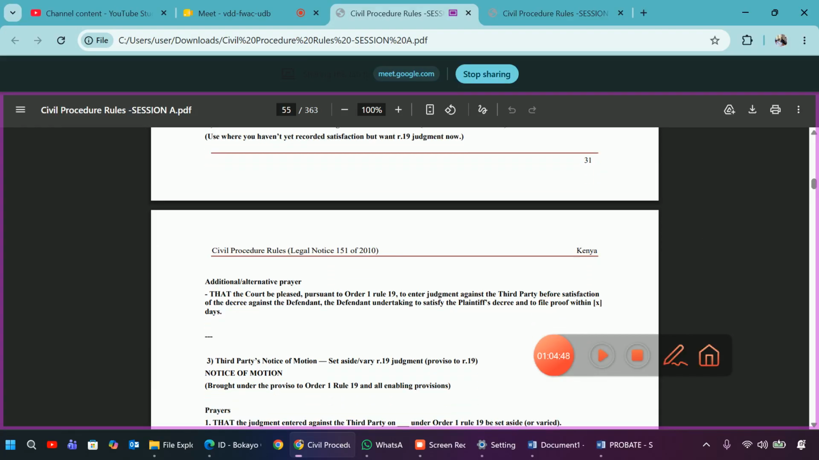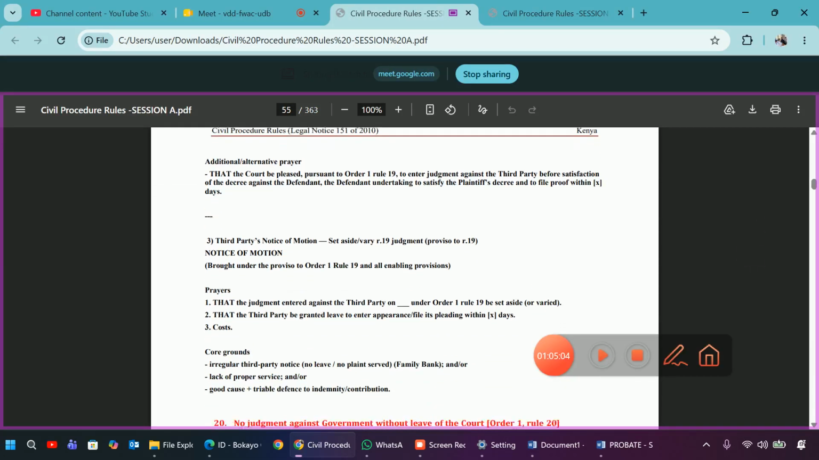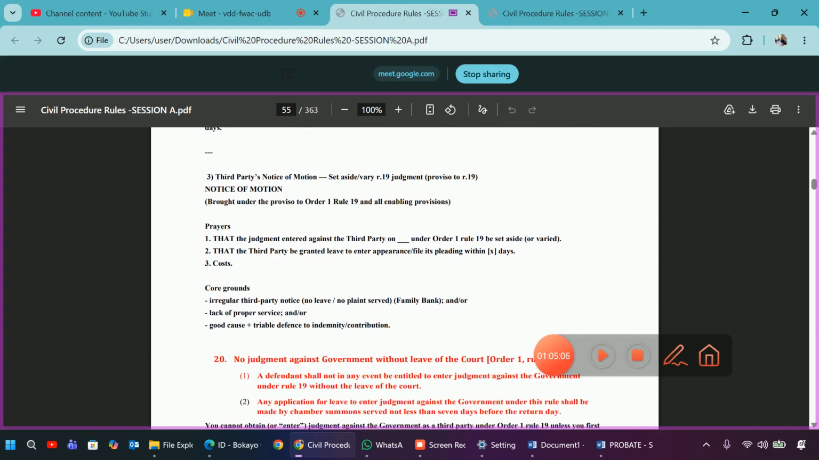So this is the alternative prayer that you will insert: that the court be pleased pursuant to Order 1, Rule 19, to enter judgment against the third party before satisfaction of the decree against the defendant, undertaking to satisfy the plaintiff's decree, and to file proof within X number of days. Then the third party has realized that judgment has been entered against me.